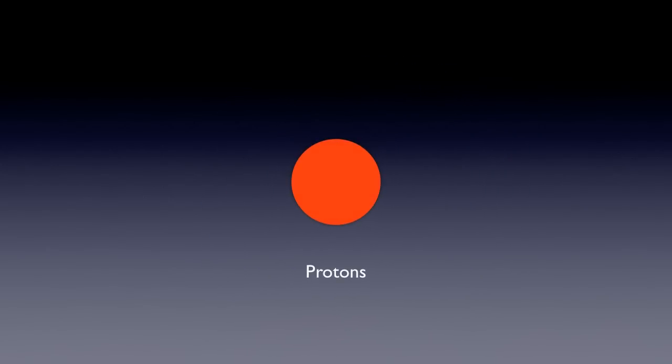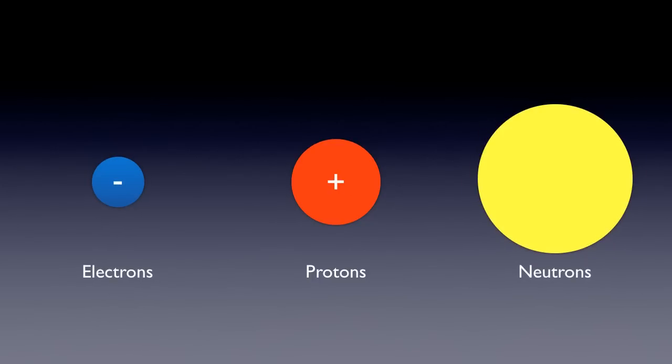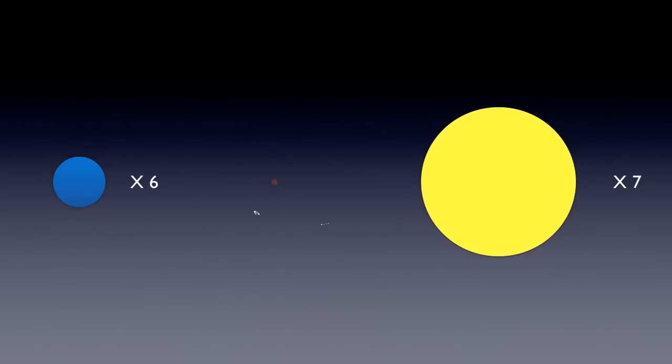The protons give an atom a positive charge, and electrons give the atom a negative charge, while the neutrons are electrically neutral, so they don't have a charge. Atoms that have a neutral charge have the same number of protons, electrons, and neutrons. Some types of atoms have more neutrons than protons or electrons.